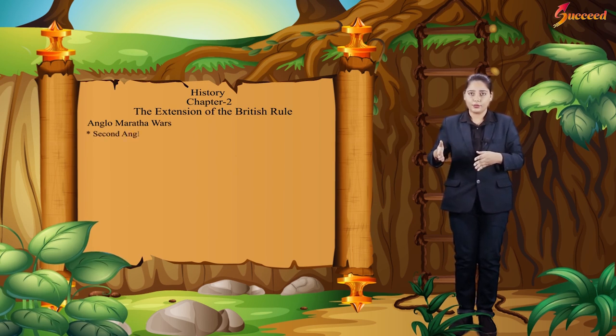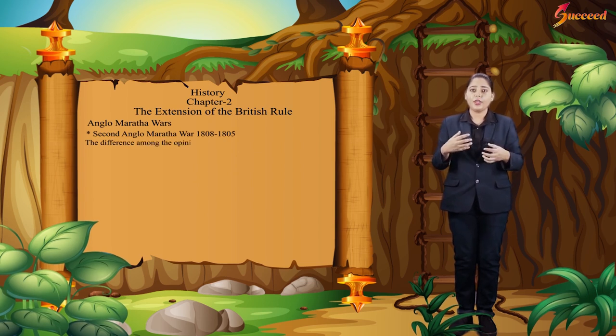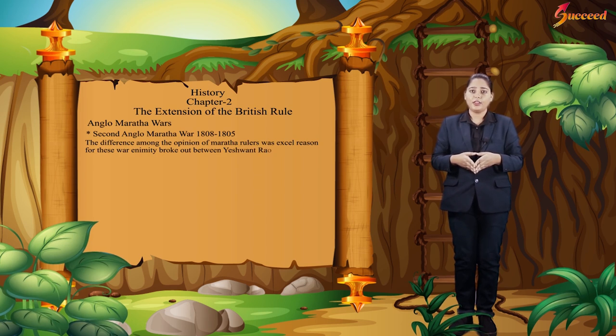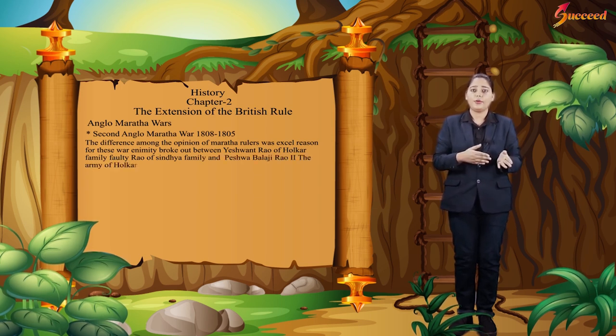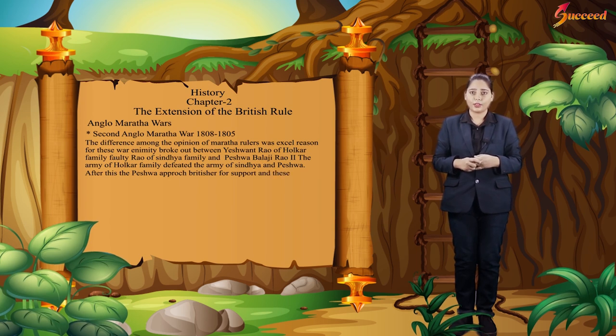Moving on to the next war, that is the Second Anglo-Maratha War. The difference of opinions among the Maratha rulers was itself the reason for this war. Enmity broke out between Yashwantrao of the Holkar family, Daulat of the Scindia family and Peshwa Bajirao II. The army of the Holkar family defeated the army of Scindia and the Peshwa. After this, the Peshwa approached the British for support, and thus they entered into a subsidiary alliance.